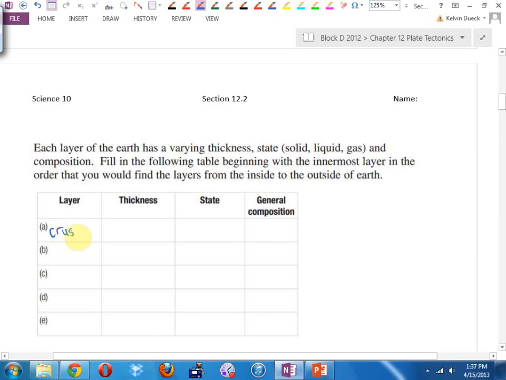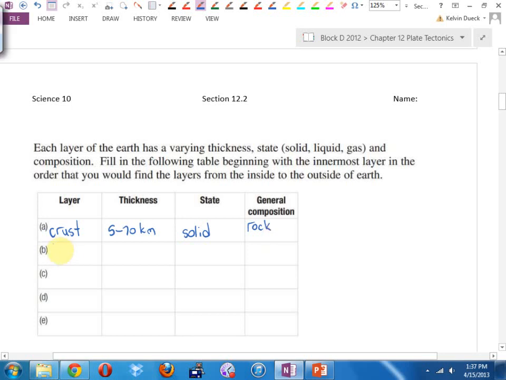Crust. Yeah, that's preserved for the internet too. Crust, 5 to 70 kilometers. State: solid. General composition: rock. Different types of rock, but rock.